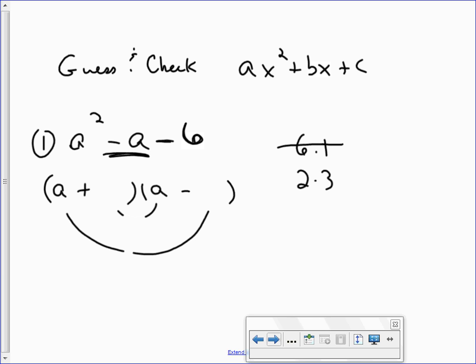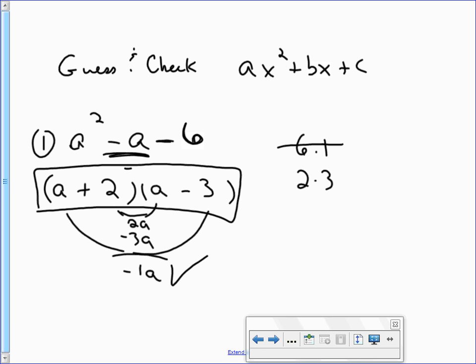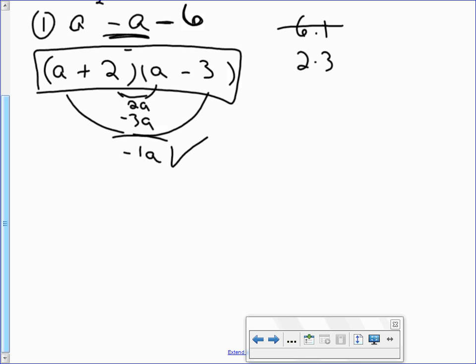Cross out that you've done that, if you were keeping up with them, and go back to your 2 and your 3. Next one. 2 times a is 2a, and a times -3 is -3a, and when you add those together, you get -1a. Is that what we got here? Yes, then that's the right answer. This is the answer to the question. That's our factoring answer. Y'all remember doing this last year? Yes. We'll just run through a couple of them, and then we'll talk about some of the rules.